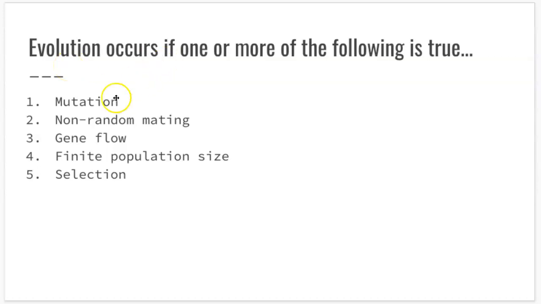Okay, so those 5 conditions were mutation. If mutation is present, it introduces variability, and that changes the gene frequencies in a population. Non-random mating, we'll talk about more today. Gene flow and finite population size, again, we're going to review this content, and then natural selection you should be pretty comfortable with at this point.